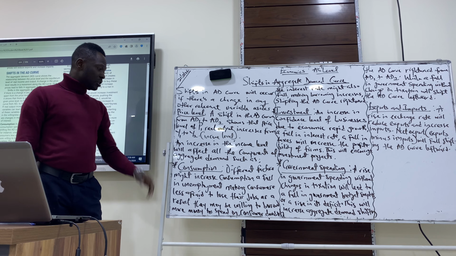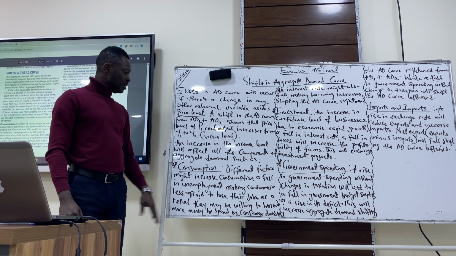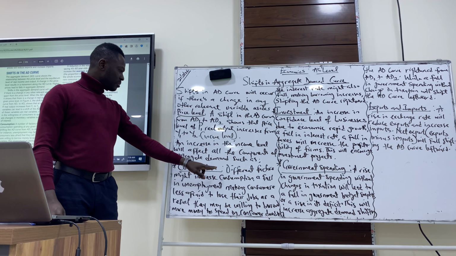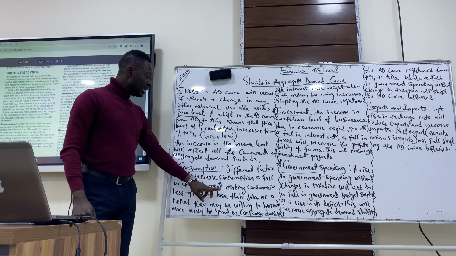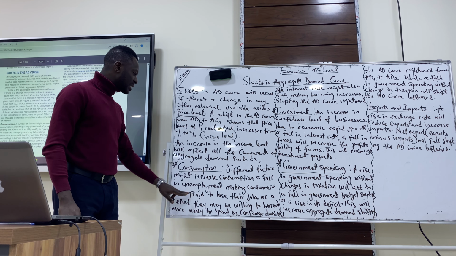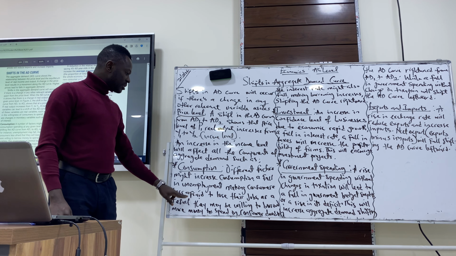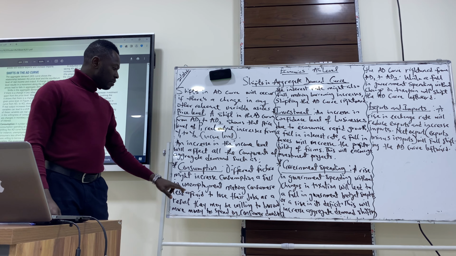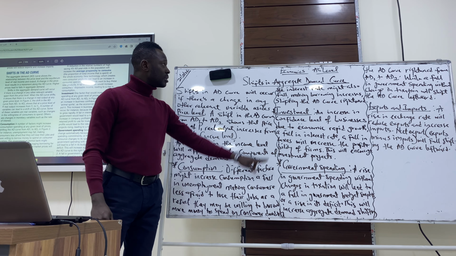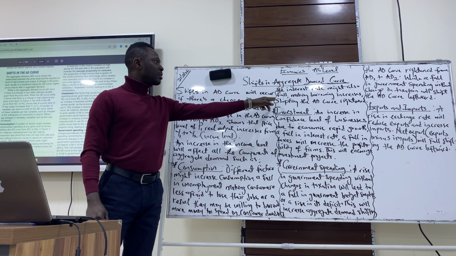So we start with consumption. For consumption, different factors might increase it. A fall in unemployment makes consumers less afraid to lose their jobs. As a result, they may be willing to borrow more money to spend on consumer durables. The interest rate might also fall, making borrowing increase, shifting the AD curve rightward.